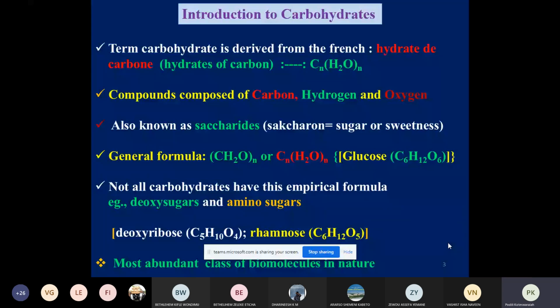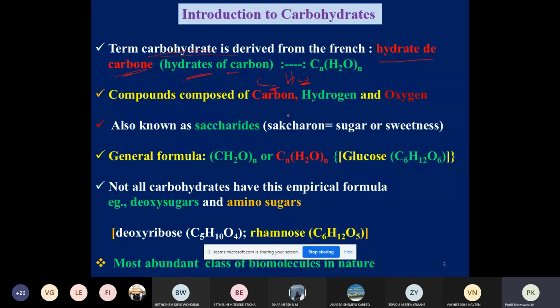Many of you have already studied this course, so I will try to summarize briefly. The word carbohydrate is derived from a French word, hydrate de carbone. That means they are the hydrates of carbon. Hydrate means water, carbon means carbon. So the carbohydrates are the hydrates of carbon. That is the actual meaning of the French word.